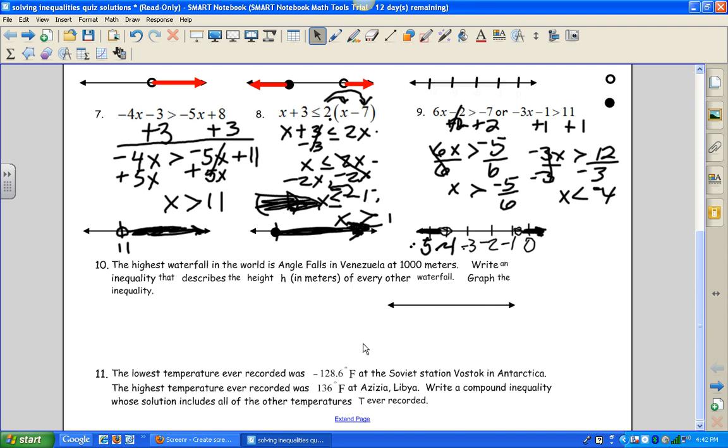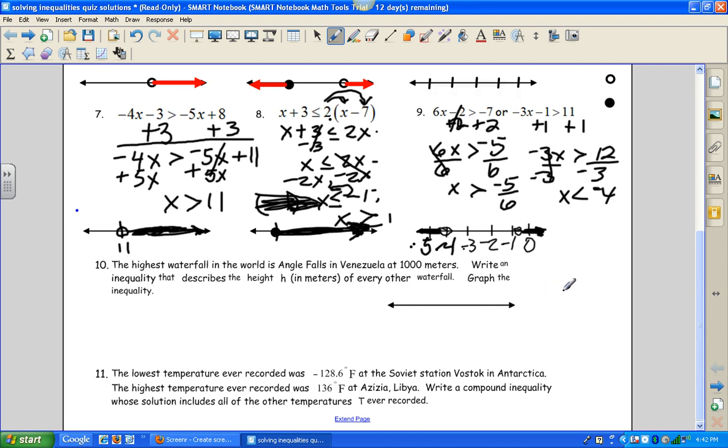Right, the last two. The word problems, you really just need to make a connection or relate the words to your inequality symbols and what to use. Okay, here for number 10, it reads: the highest waterfall in the world is Angel Falls in Venezuela at 1,000 meters. Write an inequality that describes the height, h in meters, of every other waterfall.